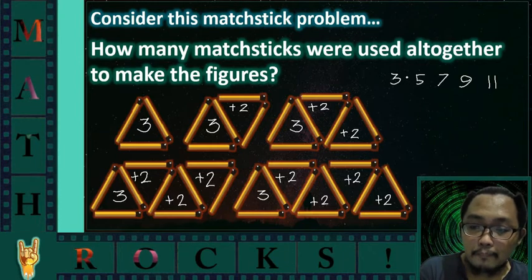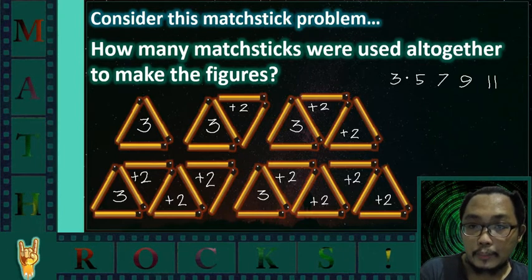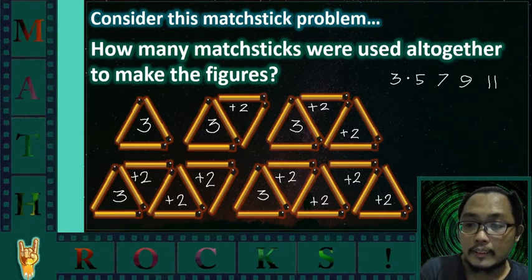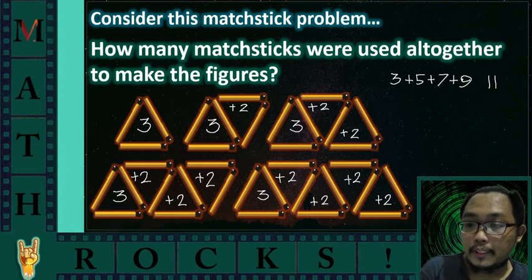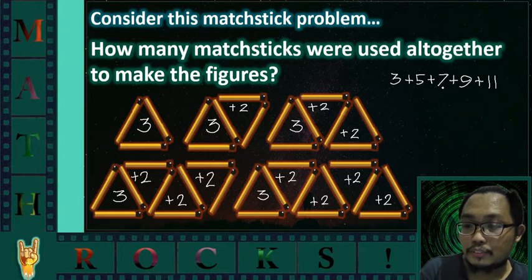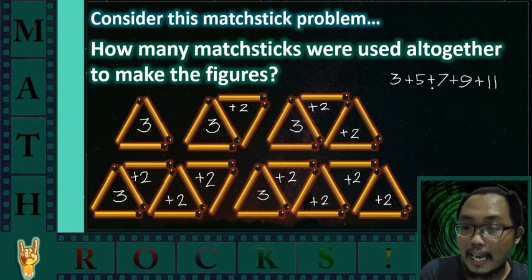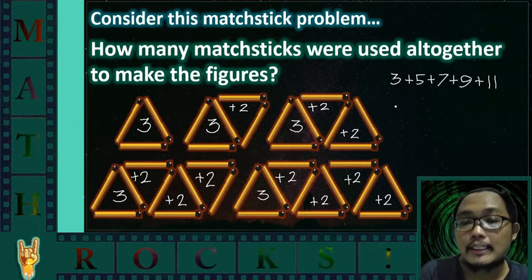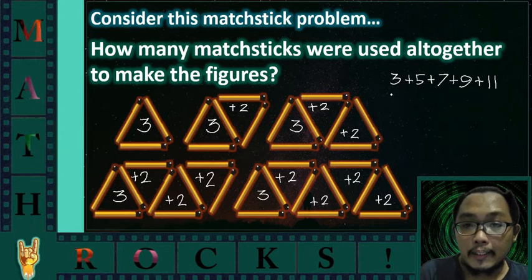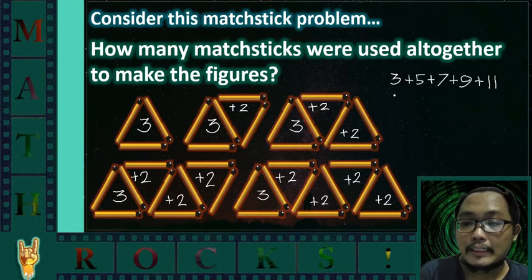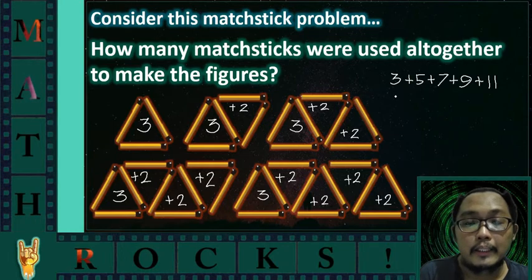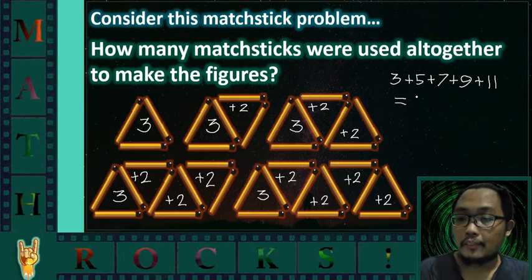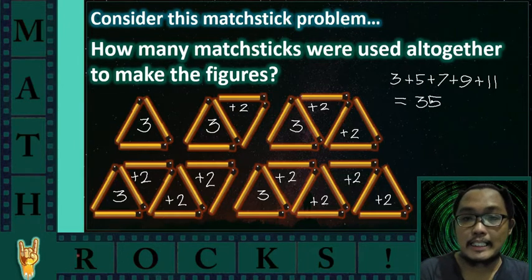Now, if we would like to have the total number of matchsticks, then it requires us to have all these numbers added. So notice that when these numbers forming an arithmetic sequence are being added, then we are now forming the concept of the arithmetic series. So again, if we would like to add the terms in the arithmetic sequence, then the concept becomes an arithmetic series. And now for our answer, we have a total of 35 matchsticks.